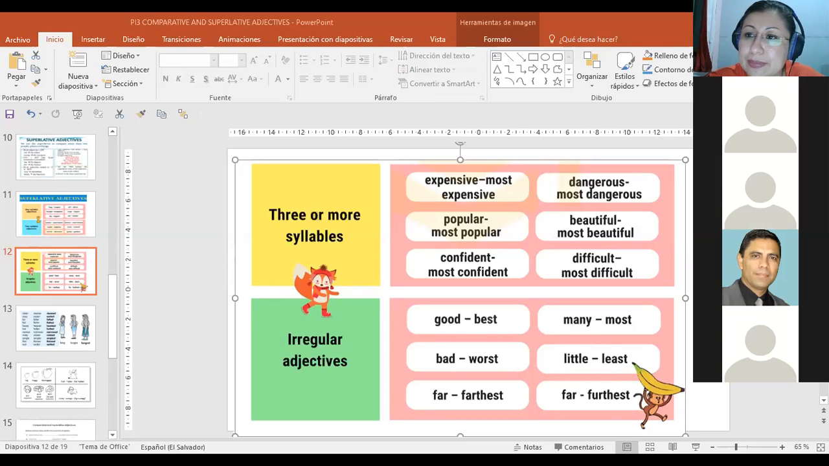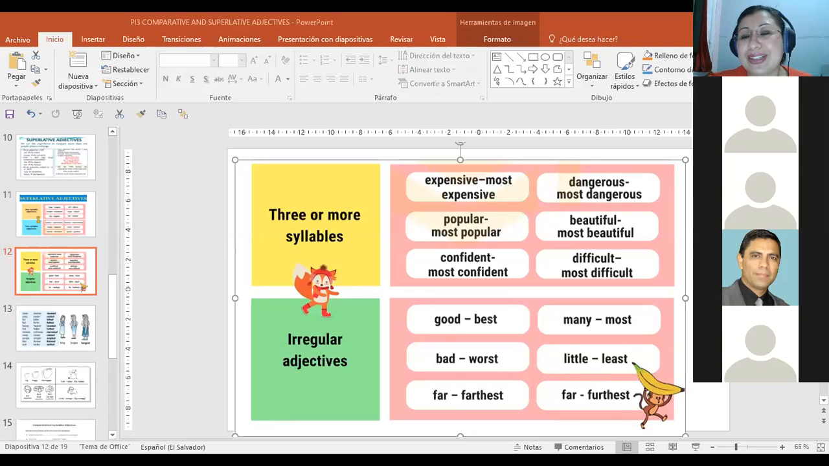Okay, go ahead. Yesenia has the longest hair of all my friends. Very good. And Cooper is the craziest dog that I have. Okay, great. Now you know how to apply it.